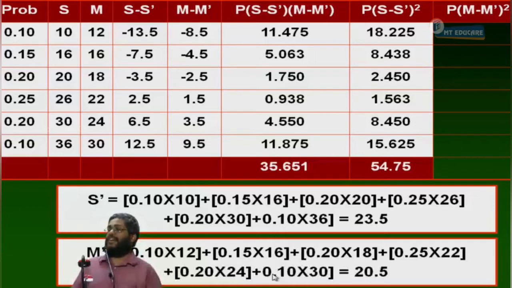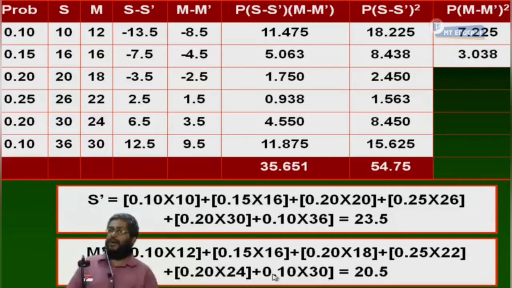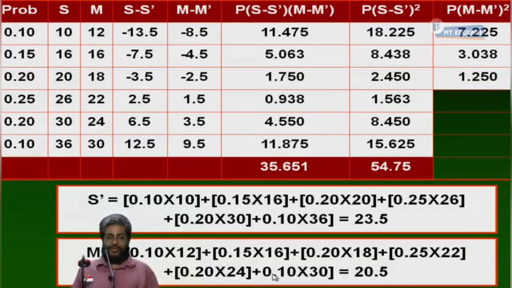0.1 into 8.5 squared. What is the number? 7.225. 0.15 into 4.5 squared. What is the number? 3.038. 0.20 into 2.5 squared. What is the number? 1.250. 0.25 into 1.5 square. The number is how much?